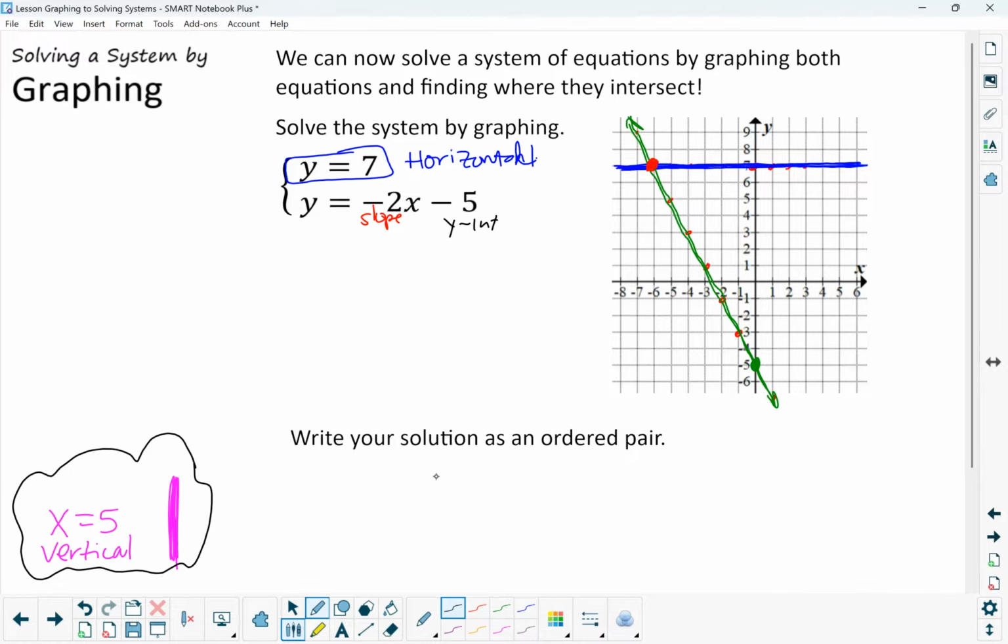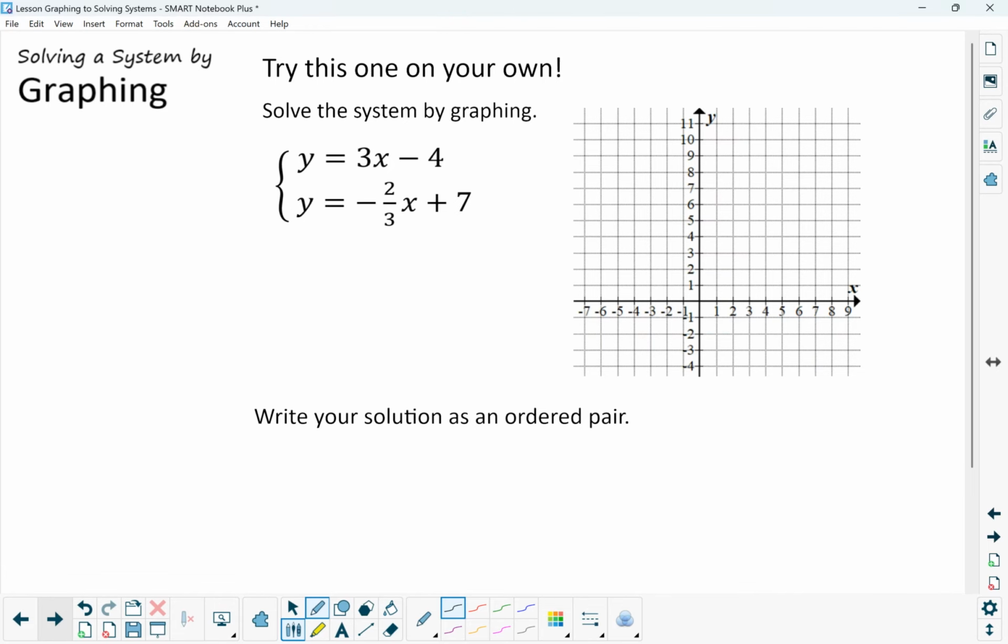So our solution to this system is (-6, 7). So our x value is -6, and our y coordinate is 7. And we kind of knew that y coordinate was going to be 7 from the get-go, because one of our equations was that the y has to be 7. Also, this system would probably be pretty easy to solve by substitution.